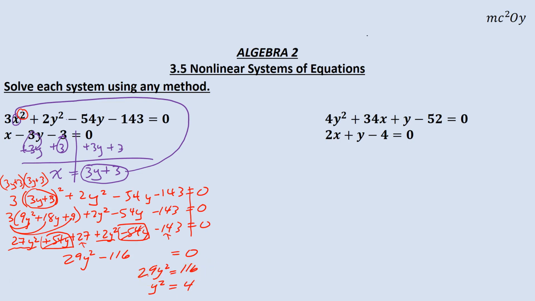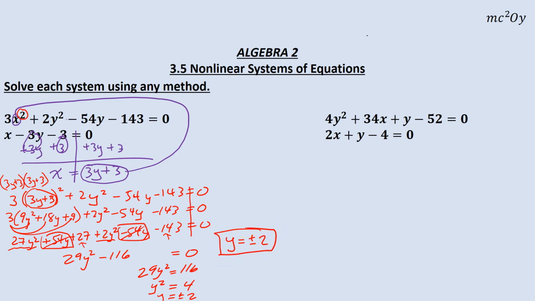116 divided by 29 is 4, and I'll take the root. So y is equal to plus or minus 2. The square root of 4 is 2, so y equals plus or minus 2.